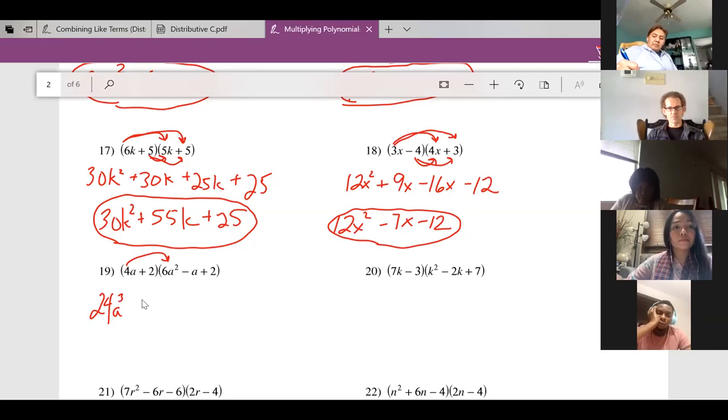Then distribute your next number. You have 4a times negative a. Remember, if there's no number there, it's like there's a 1 in front of the variable. So 4a times negative 1a would become negative 4a squared. Then I have 4a all the way over here to 2, and that becomes 8a squared.